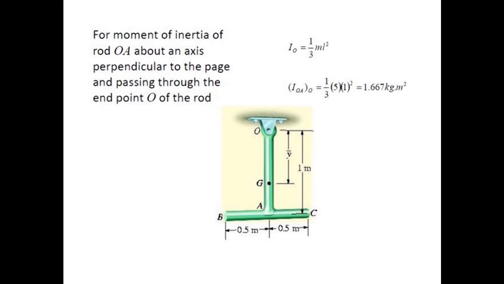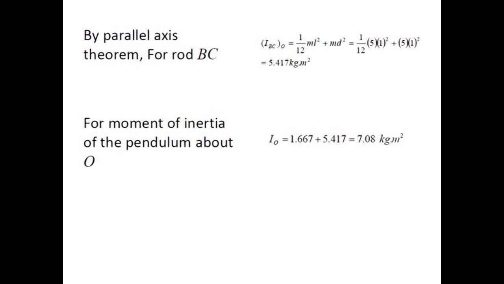For the moment of inertia of rod OA about an axis perpendicular to the page and passing through the end point O, as a rod, we have IO equals 1/3 times mass times length squared. So we get 1.667 kg m squared. And for BC, we can apply the parallel axis theorem. Then we obtain IBC equals 5.417 kg m squared. And finally, for the mass moment of inertia of the pendulum about O, we sum the two parts together. We have 7.08 kg m squared. That's the final answer.